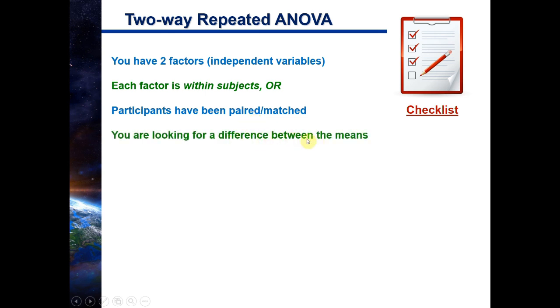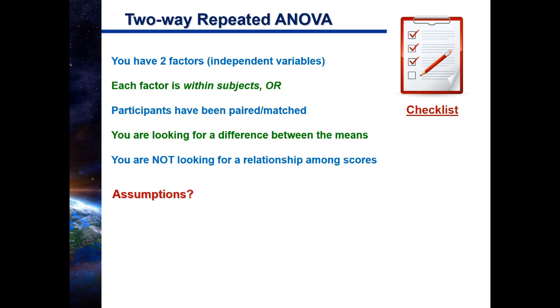You are looking for a difference in the means. Remember, all the t-tests, all the ANOVAs are looking for differences between means. So that means you are not looking for what? What is that? Right. Whatever that word is, we are not looking for it.